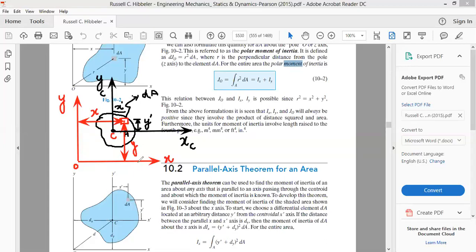Now look at this y. This y is the distance of the centroid of this small area element from the x-axis.